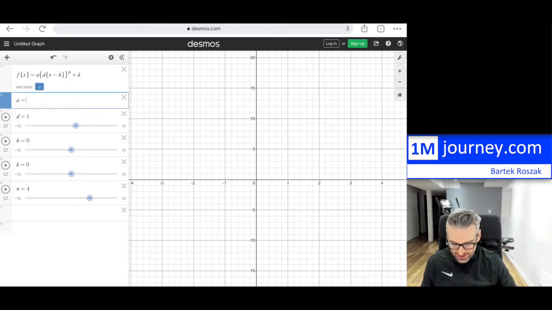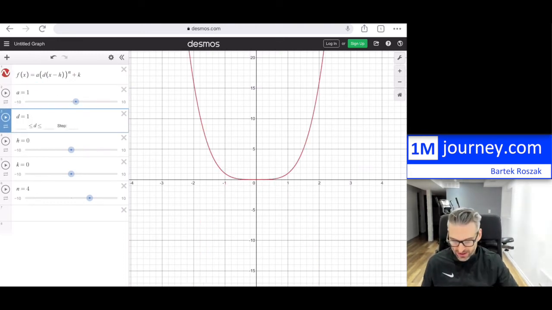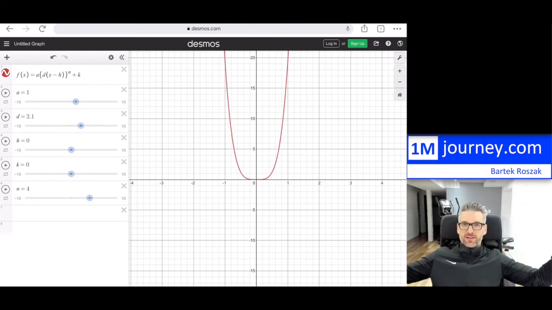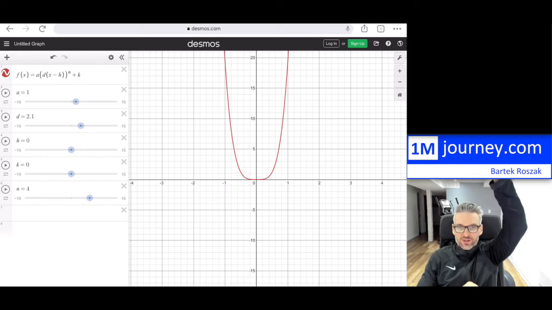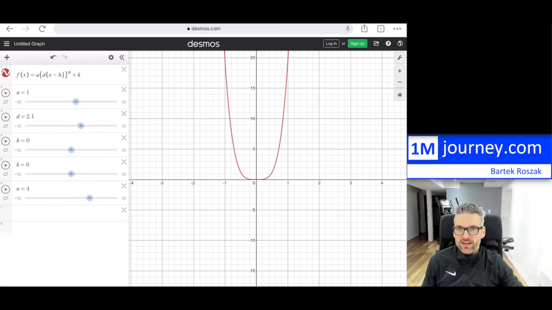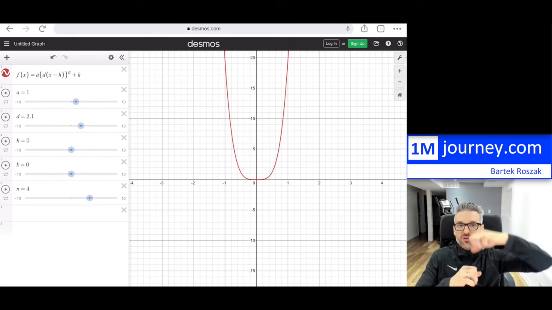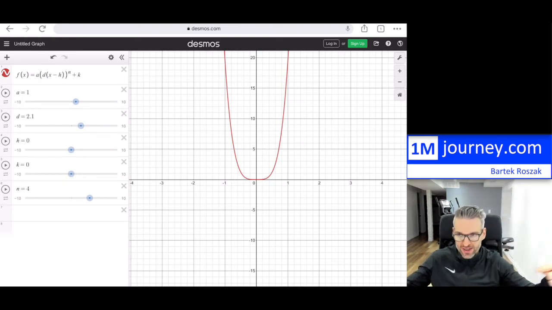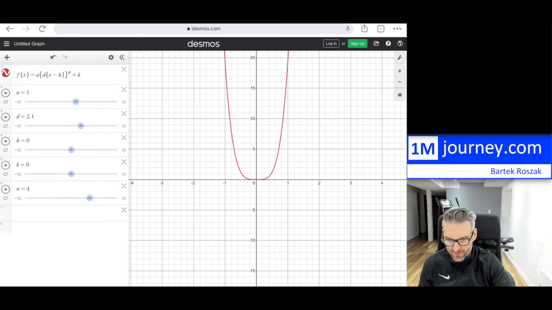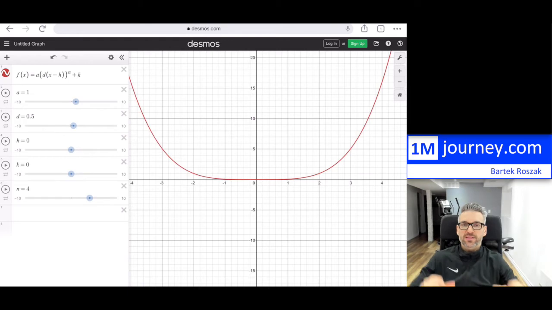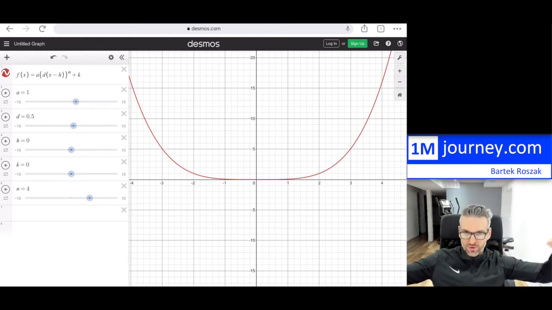In the d, if I go back to d in here, again, the same thing. If this is greater than 1, it's a compression in the x or a stretch in the y. So, to remember it, for a, if it's greater than 1, it's a stretch in the y. And when d is greater than 1, it's a compression in the x. And now, of course, I can go back in here between 0 and 1. What happens is a stretch in the x, so it gets pulled out this way.